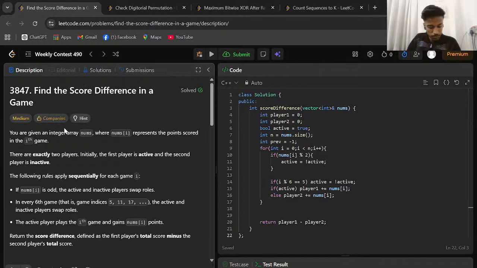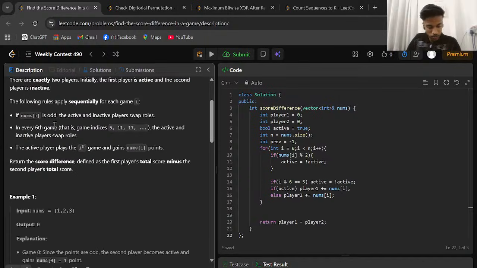The first question is you are given an integer array, nums, where nums of i represents the points scored in the ith game. There are exactly two players. Initially, the first player is active and the second player is inactive. The following rules apply sequentially for each game i. If nums of i is odd, the active and inactive players swap roles.